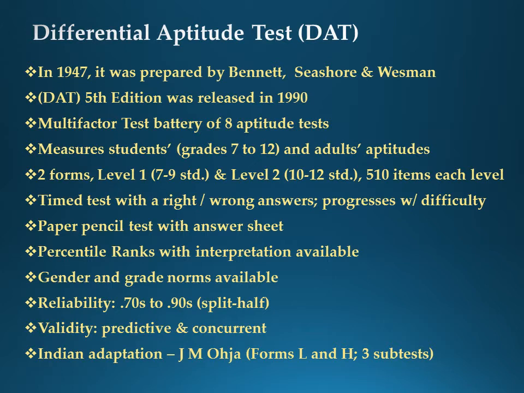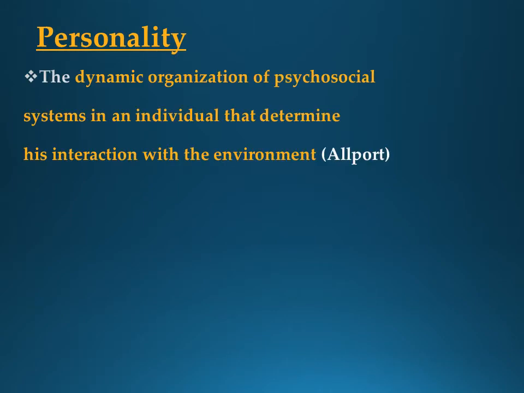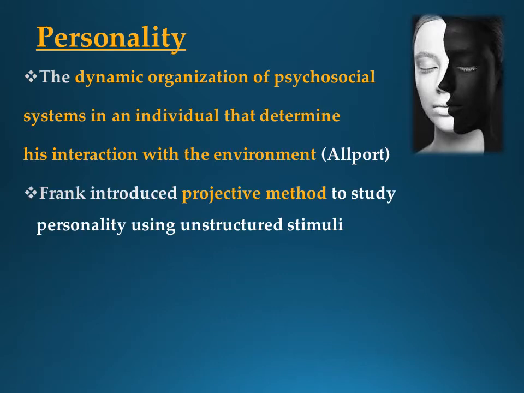Let's move on to the next concept that we're looking at, personality. So what do we mean when we say personality? It's the dynamic organization of psychosocial systems in an individual. When I say psychosocial, it's mental and all your other capacities in an individual, which will determine that person's interaction with the environment. So what kind of personality does he have on the inside, to then understand how he interacts with the environment on the outside. This is a definition given by Allport.